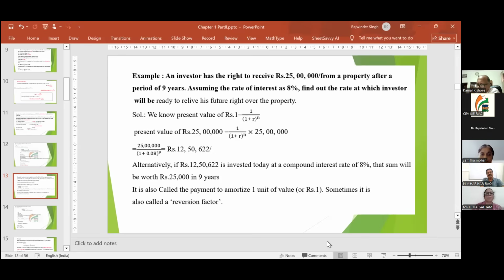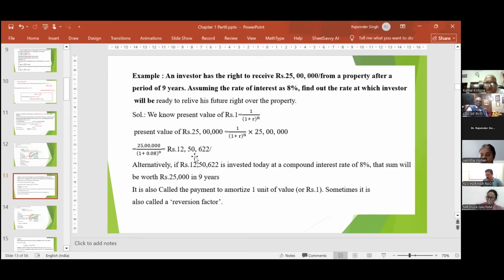PV. So you know the present value formula, 1 over 1 plus r raised to power n. FV divided by 1 over 1 plus r raised to power n. So 25 lakh divided by 1 plus 0.08 raised to power n. 12 lakh 50,622. It means if we get 12 lakh 50,622, it is present value of 25 lakh which he was to get after 9 years.